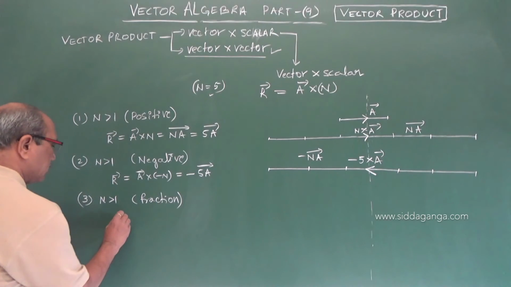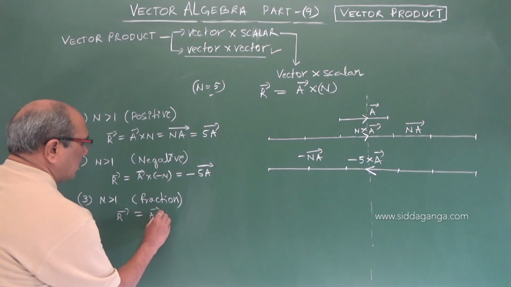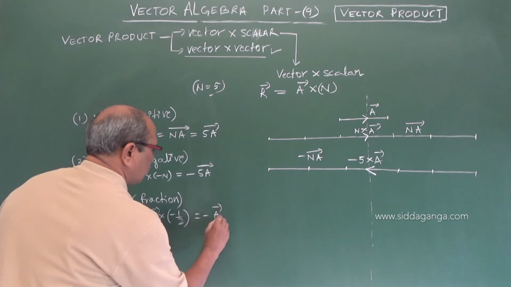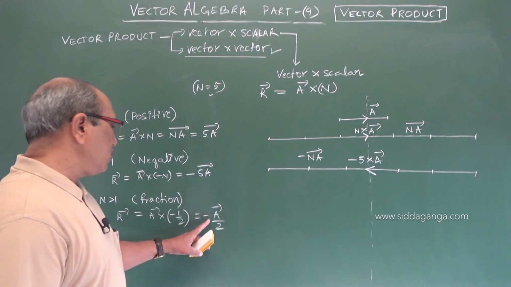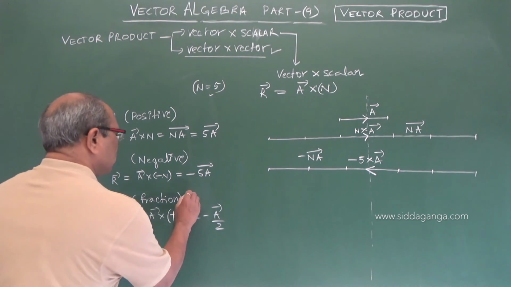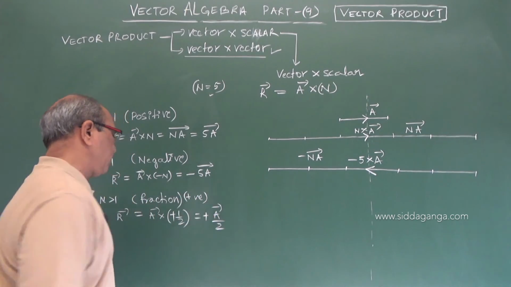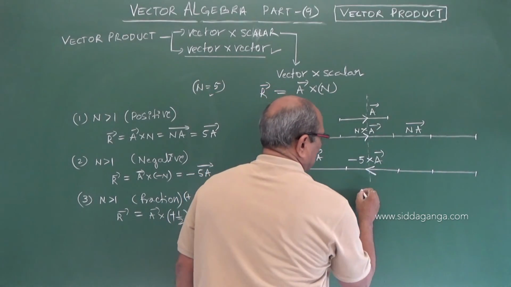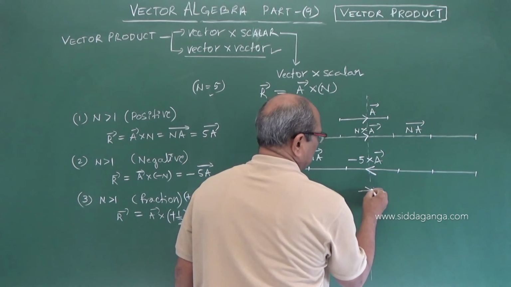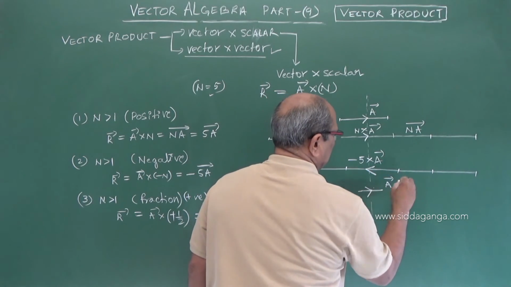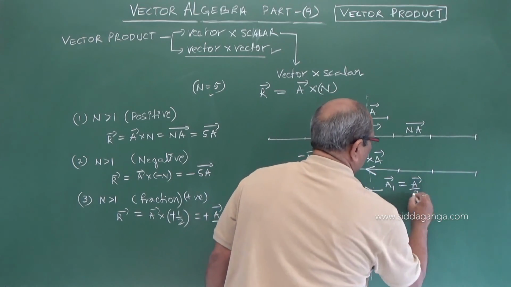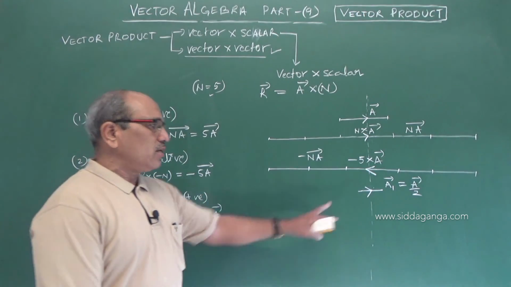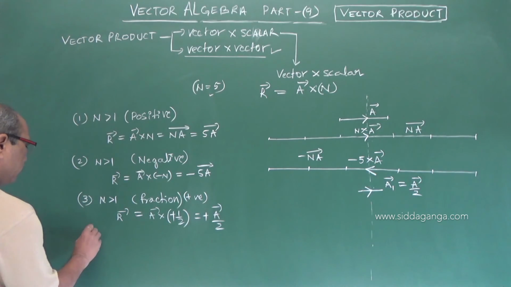Fraction means, let r is equal to vector a into minus half. That becomes minus a by 2. Sorry, plus half, positive fraction, plus half. The magnitude decreases. With respect to a, now we are getting a smaller a with the same direction. A dash is equal to a by 2. Now its magnitude is decreased. Not only increases, it can decrease or increase the magnitude. Direction same.